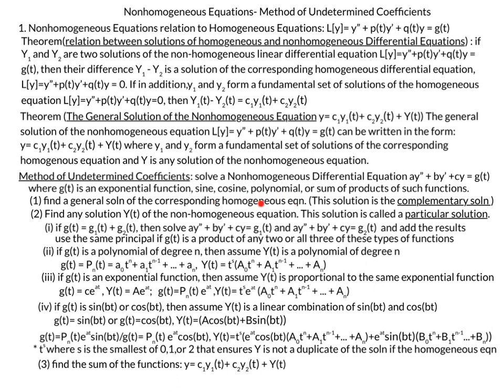What we would do for our method of undetermined coefficients is find a general solution of the corresponding homogeneous equation, and those are called the complementary solution. Then we would find capital Y of t, a solution of the non-homogeneous equation, and this capital Y of t is called the particular solution.